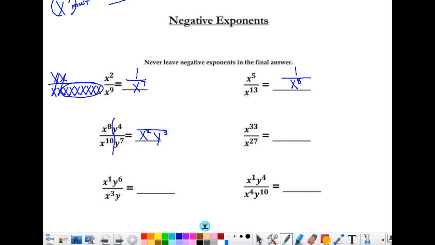Y to the third, 7 minus 3. I have to have something on the top, so make sure you put a 1. Over here, oh, now the top is bigger again, kind of like normal. 33 minus 27 is 6. So I just have an x to the 6th. You don't really have to have a bottom in that case.